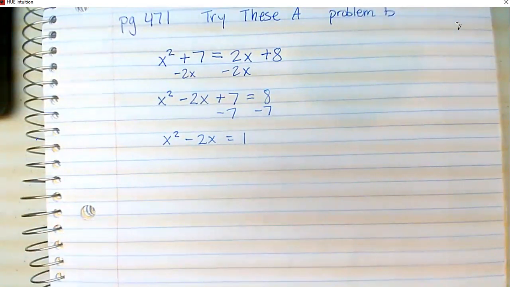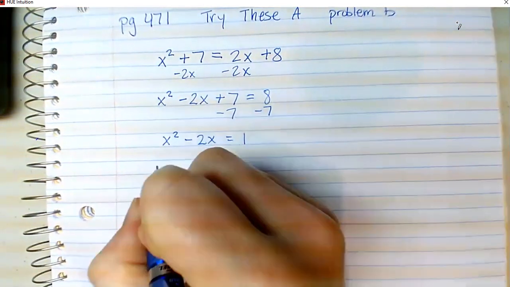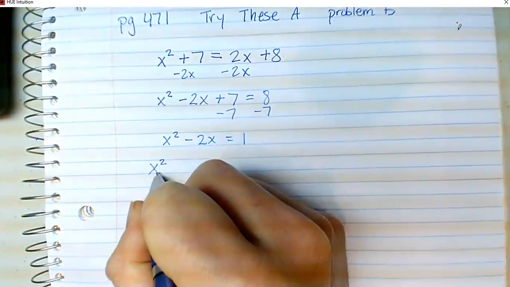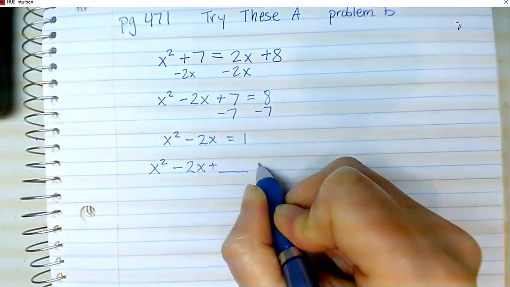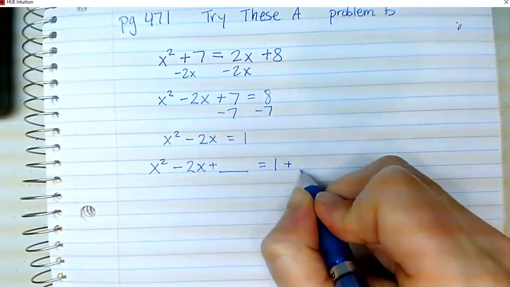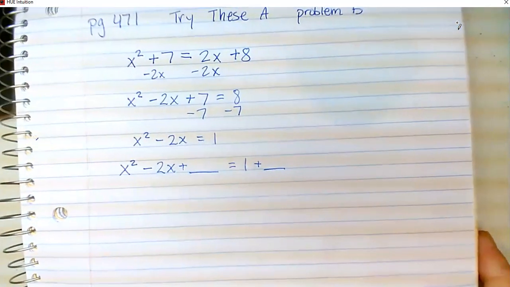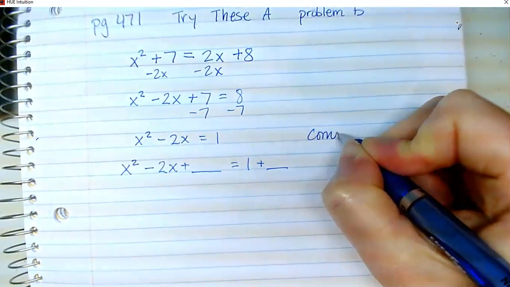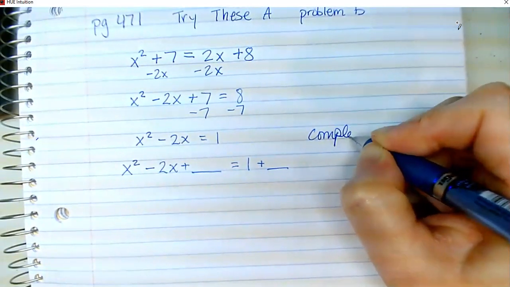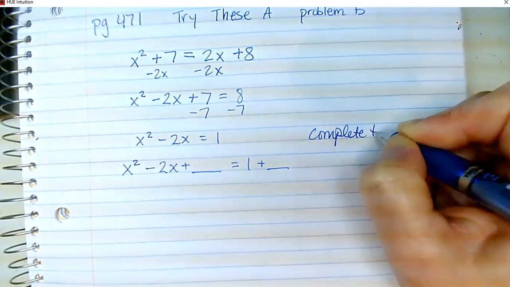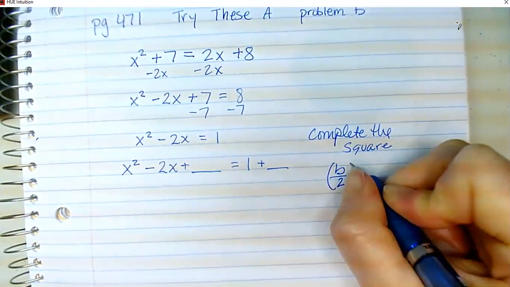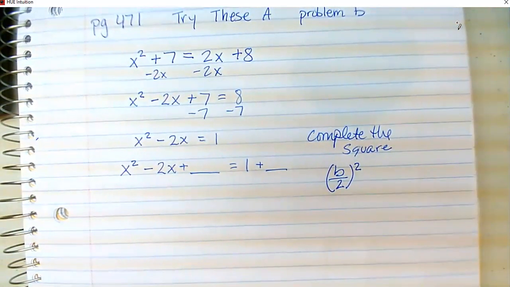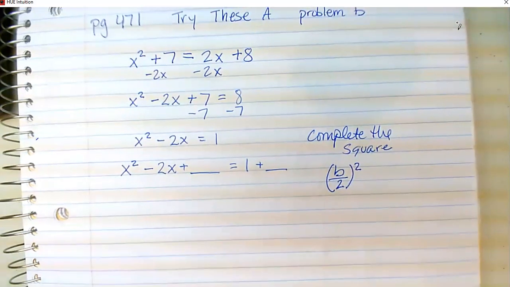Okay, then we go to step 2, which is the step where we're actually completing the square. So remember, I'm going to do the little blanks. So we've got x squared minus 2x plus something is equal to 1 plus something. I'm going to come over here to the side and do that part where we actually complete the square. Okay, so I gave you a little formula, b divided by 2 squared, and that's going to allow us to make a perfect square trinomial over here on the left-hand side.